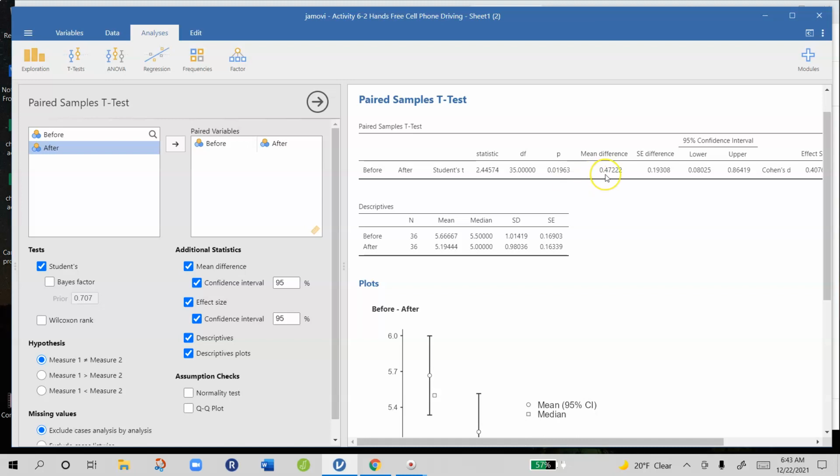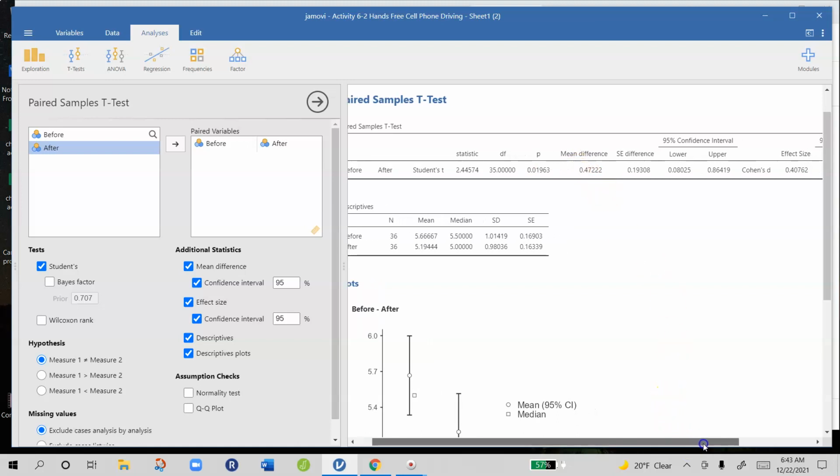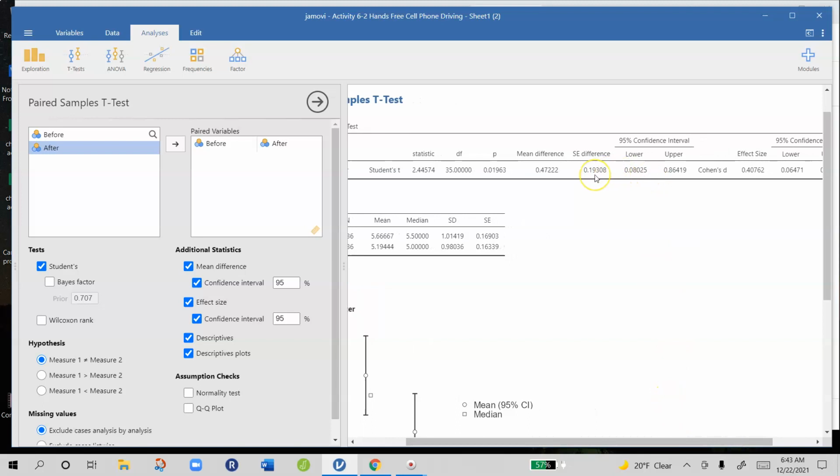The difference between our means is 0.47. That's in raw scores. And the standard error of that difference is 0.19. So the typical distance we'd expect between those two means, if in fact the null hypothesis is true, is 0.19. We compute a 95% confidence interval around that mean difference and we're 95% sure that the true value is somewhere between 0.08 and 0.86 in raw score units.